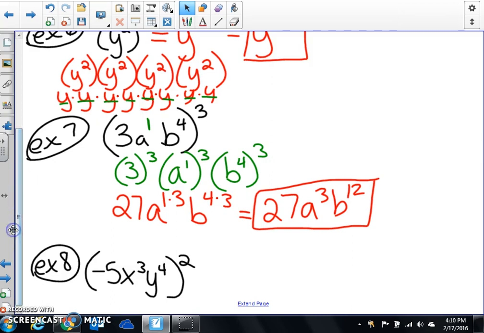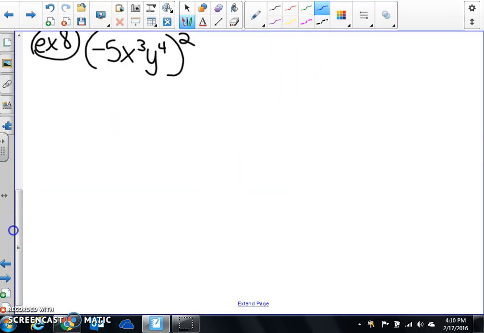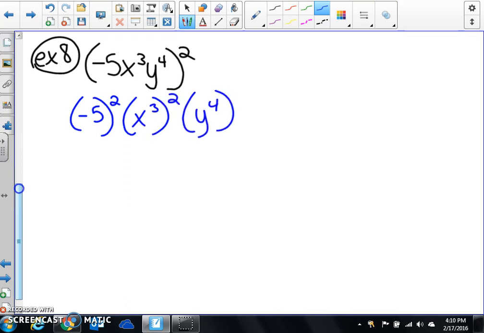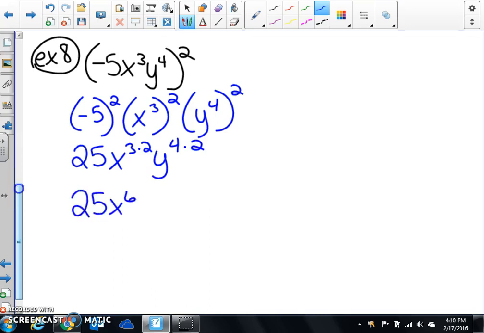Okay, last one before your practice problems. Okay, this is all in the parentheses, so I go ahead and break this up into -5 squared, x to the 3rd squared, and y to the 4th squared. All right, -5 times -5 is a positive 25. Power to a power, I multiply, so 3 times 2, and then y 4 times 2, which simplifies to 3 times 2 is 6, 4 times 2 is 8.